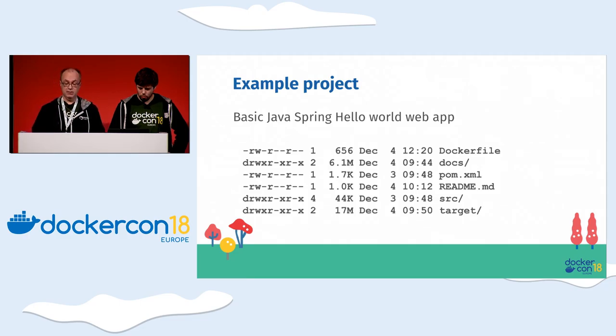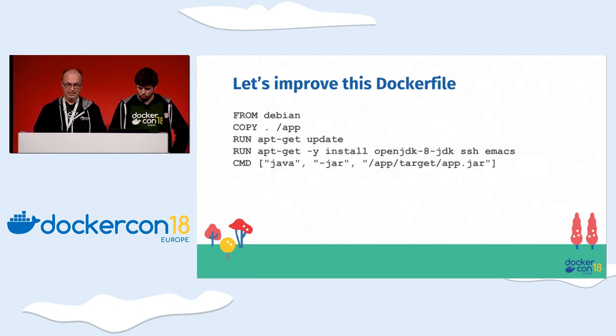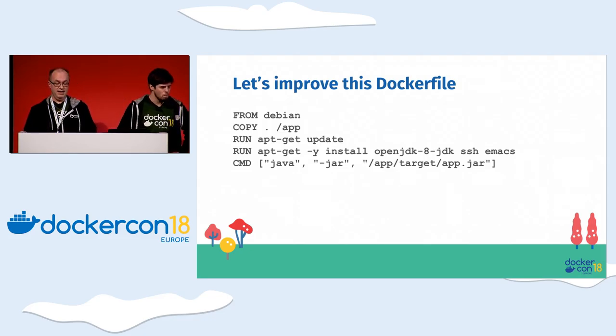So let's have a look at what's in there. The Dockerfile is pretty basic. It starts with a Debian image. It copies the project files into the image. It installs Java and some utilities, and then sets the container's default command. This is what's being run if you start a container.